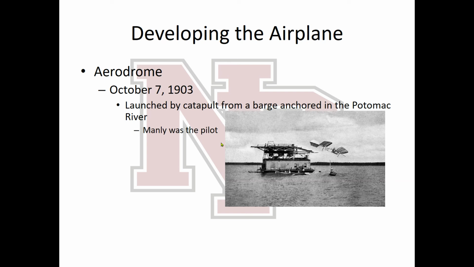And if you take a good look at this picture right here, you can kind of guess what the result is going to be here. But yeah, it did not fly. It basically fell right into the river. So it catapulted off and just went kerplunk right in the water. So they figured, okay, we've got to go figure some more things out. We're going to try a couple other things and see what we can do to make this fly.